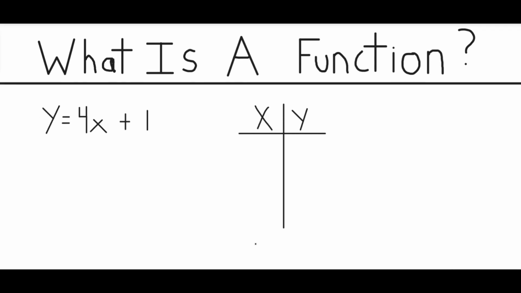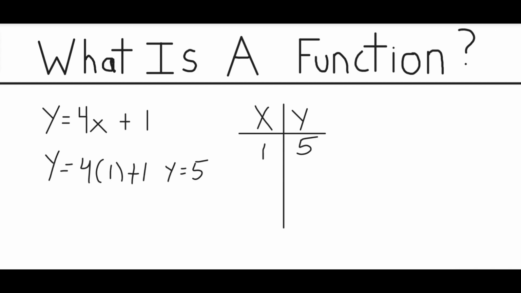Now let's look at this a bit more practically. We're looking at function tables. Let's say we have y equals 4x plus 1. Remember that y can be equal to f of x. So let's come up with some inputs. Let's say we want x to equal 1. Remember, x is our input. So we would input 1 for x, and that would give us y equals 4 times 1 is 4 plus 1 is 5. So if I plug in 1, my output will be 5.